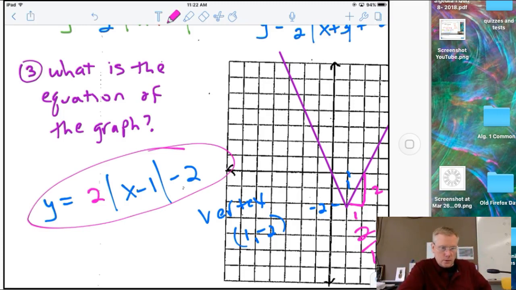So hopefully that sheds a little light on how we graph an absolute value equation. And if you've got questions, please bring them to class.